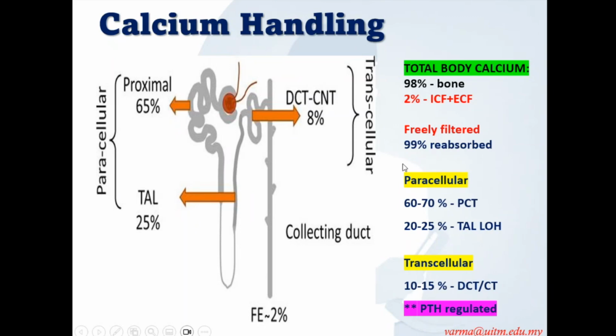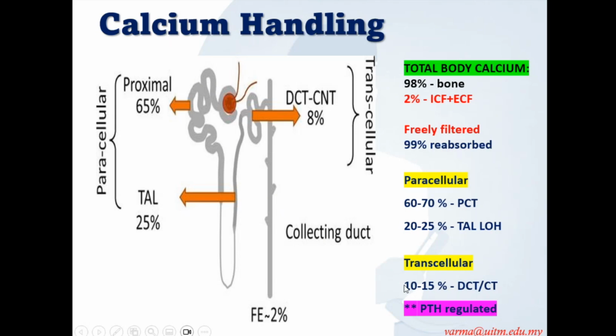It works by a paracellular mechanism in the PCT and thick ascending limb of the loop of Henle, whereas it is transcellular in the distal convoluted tubule and collecting tubule. So the 60 to 70% and 20 to 25% in the earlier part of the nephron is by paracellular transport down a concentration gradient, not regulated by any hormone, whereas the transcellular mechanism in the distal part is parathyroid hormone regulated. Your calcium phosphate homeostasis is very closely regulated by your parathyroid hormone.